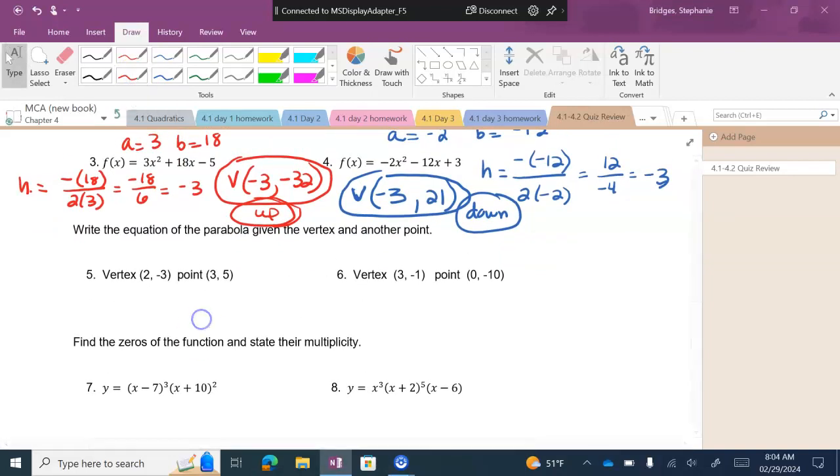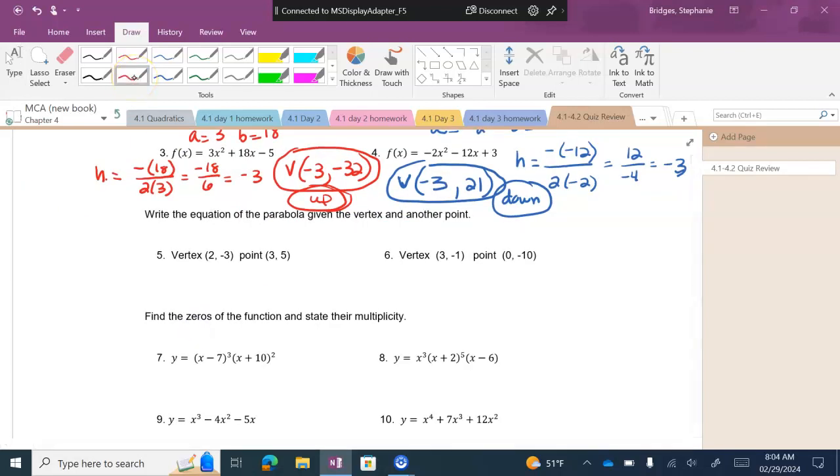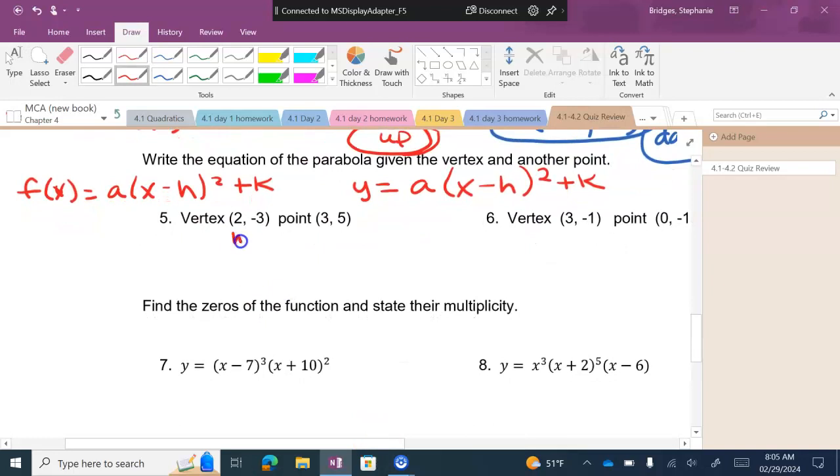Okay, so remember on these, the form that we're going to use is the vertex form. f of x equals a times (x minus h) squared plus k. But what is f of x the same thing as? y. So we really want to use it as y because that allows me to see where everything gets plugged in. The vertex is represented by the letters h and k. And then the ordered pair is x and y.